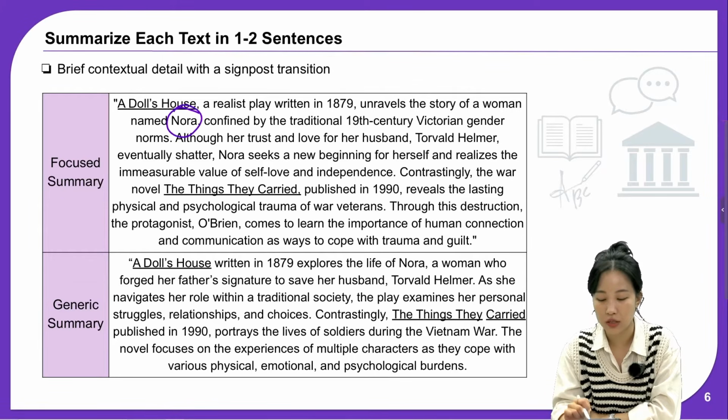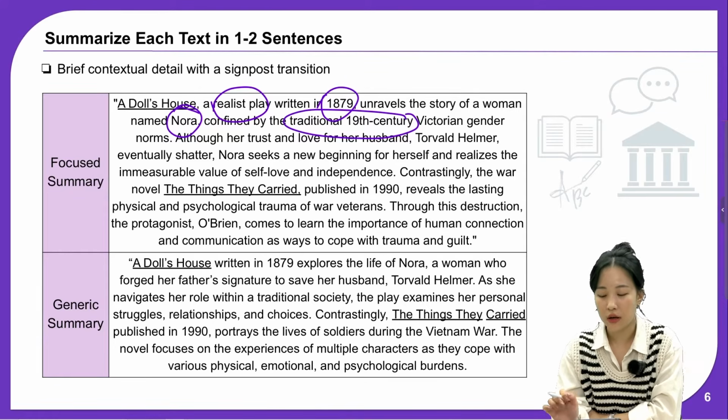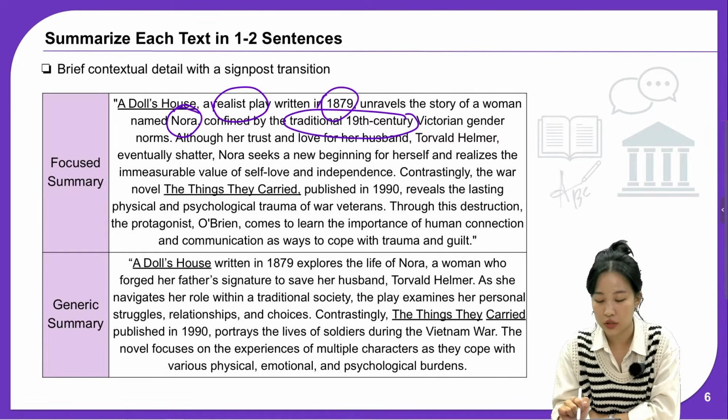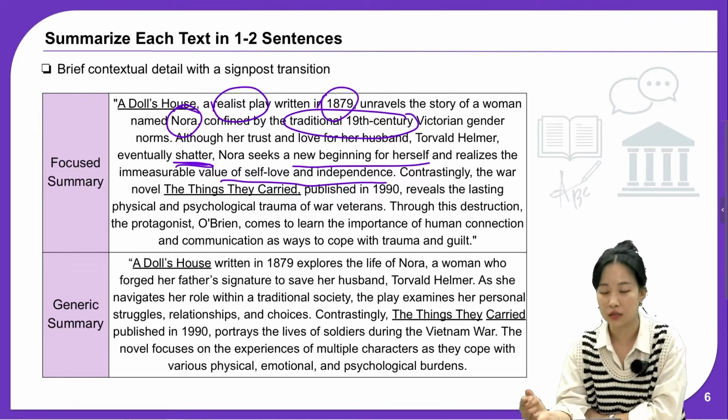Okay, so we're saying, okay, this is the protagonist, this is the text type, this is when it was published, this is the setting, right? Although her trust and love for her husband, Torvald Helmer, eventually shattered, Nora seeks a new beginning for herself and realizes the immeasurable value of self-love and independence. So the destruction, I'm saying that trust and love for her husband shatters, destruction, right? But then what is the good? The good is that she's able to seek a new beginning and realize the value of self-love and independence, right? That's the good that ensues.